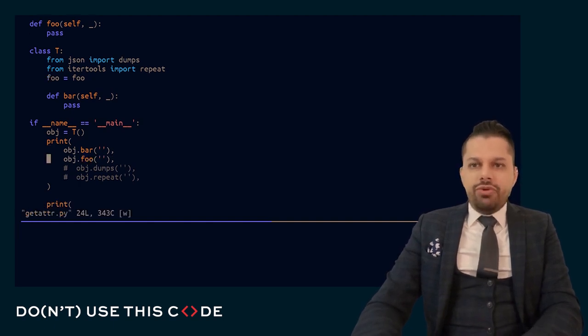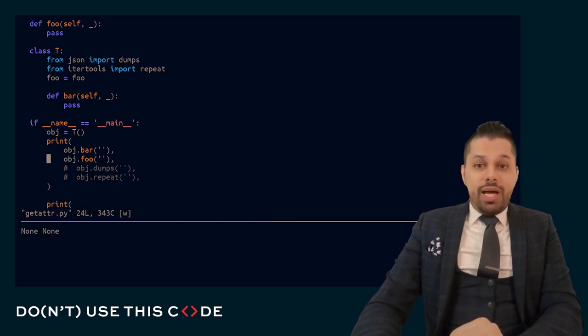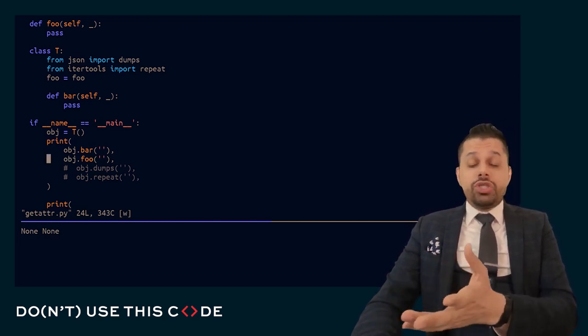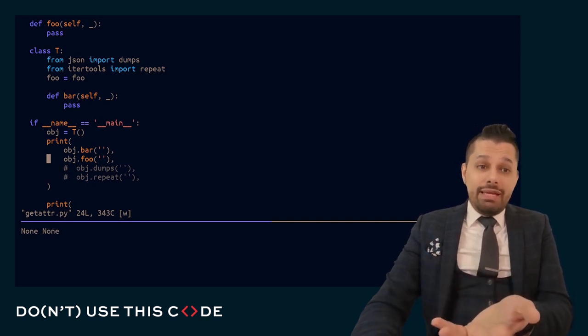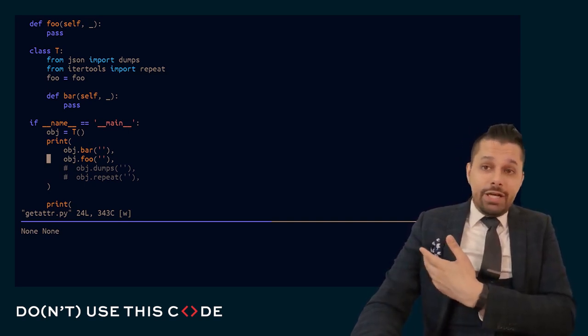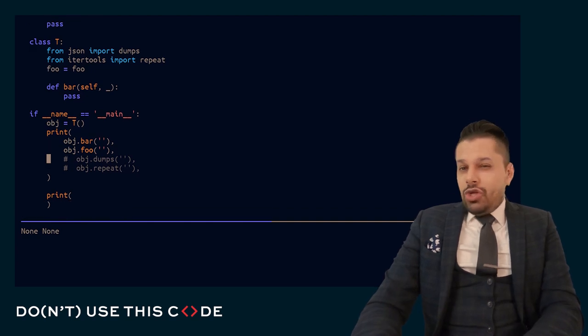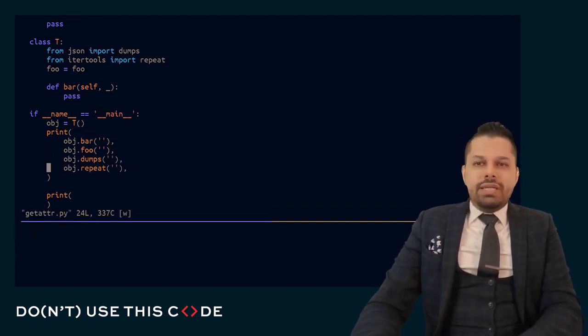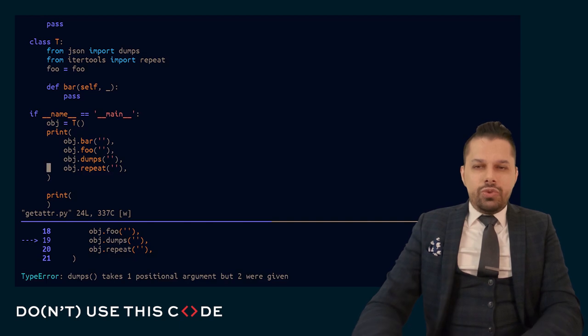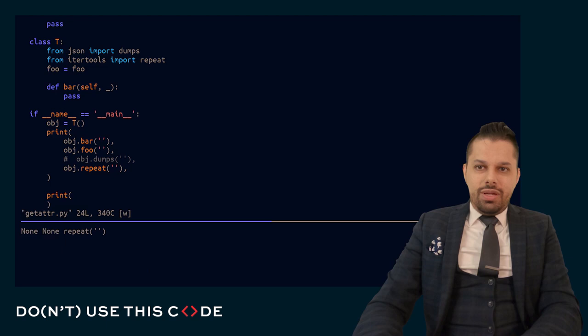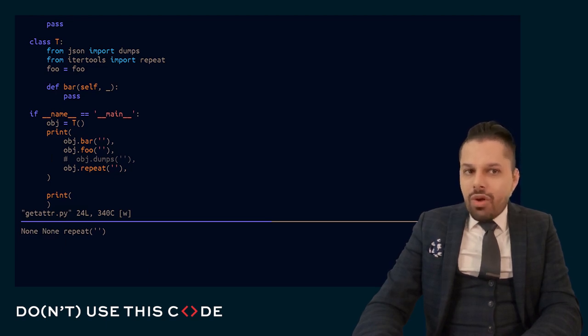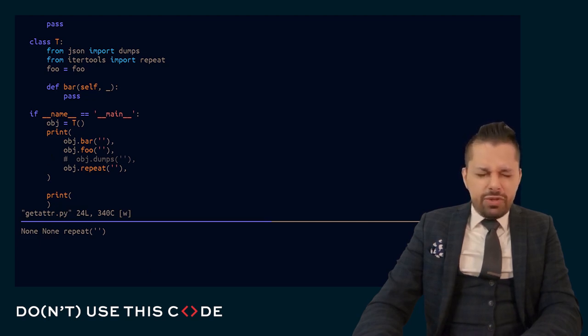Can I call object.foo? Surprisingly enough, that works. Turns out you can construct objects by assigning methods referring to functions that exist outside of that class, and as long as that thing looks like an instance method, has a self parameter, everything just works. The question is, when I try dumps and repeat pulled from the itertools module, dumps does not work, but repeat does. Why on earth does one of these fail and the other one succeed? And how on earth does this even work in the first place?